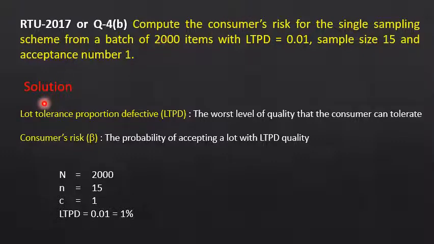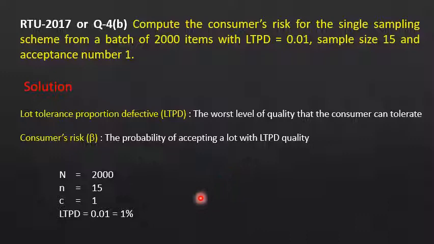So the solution is like that. We know that LTPD is the lot tolerance proportion defective, that is the worst level of quality that the consumer can tolerate, and we have to calculate the consumer risk. We know that the consumer risk, that is beta, is the probability of accepting a lot with LTPD quality.